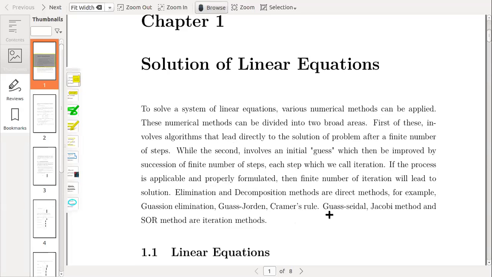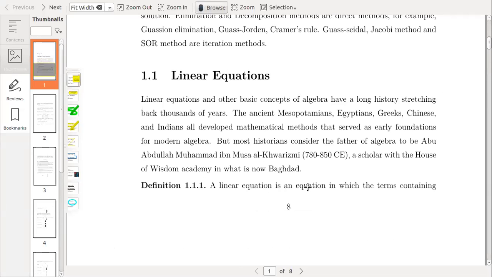Okay, and Crout's method, Cholesky method, and Doolittle method are examples of decomposition methods, because in these methods we actually decompose the matrix of coefficients into two or more matrices. And the examples of iterative methods are the Gauss-Seidel method, Jacobi method, and SOR method, the successive over-relaxation method. So these are iterative methods because we apply the algorithms repeatedly, again and again.